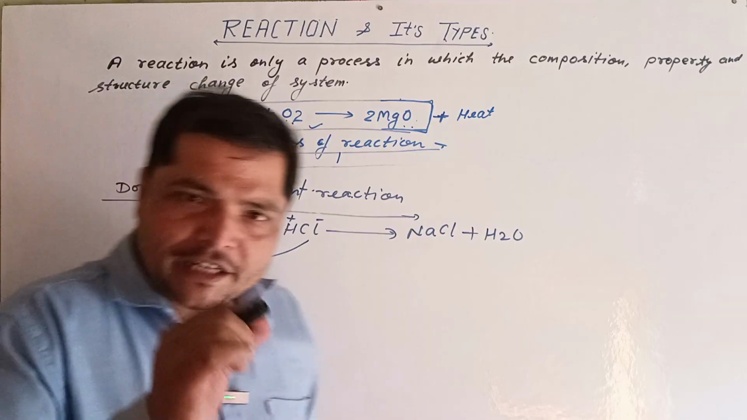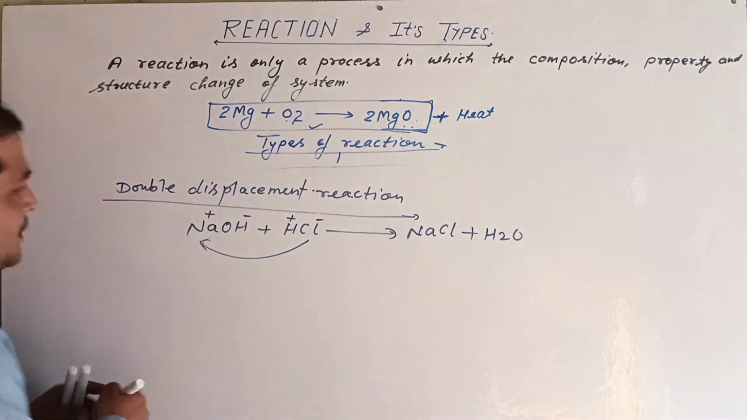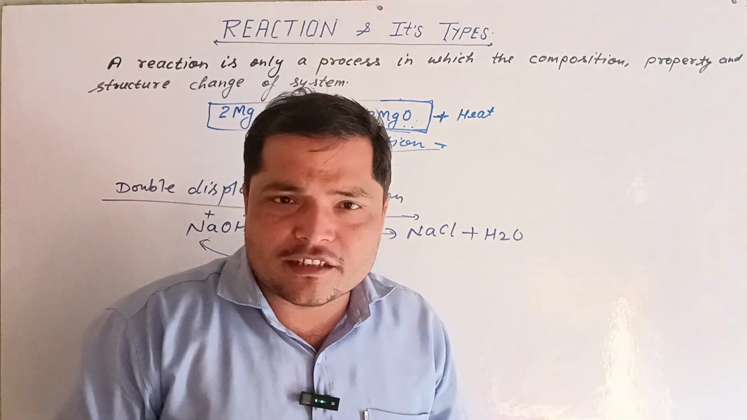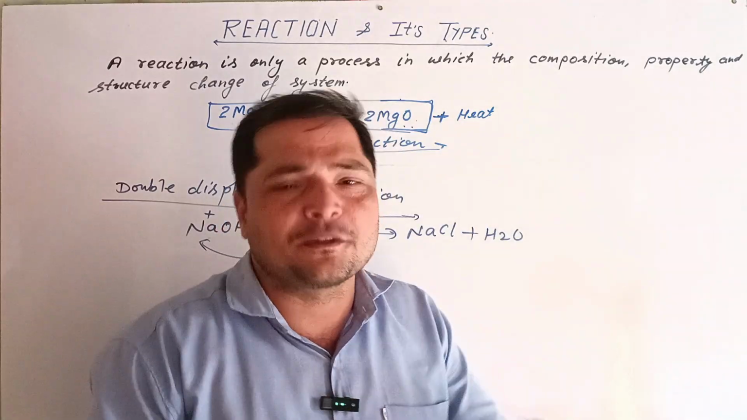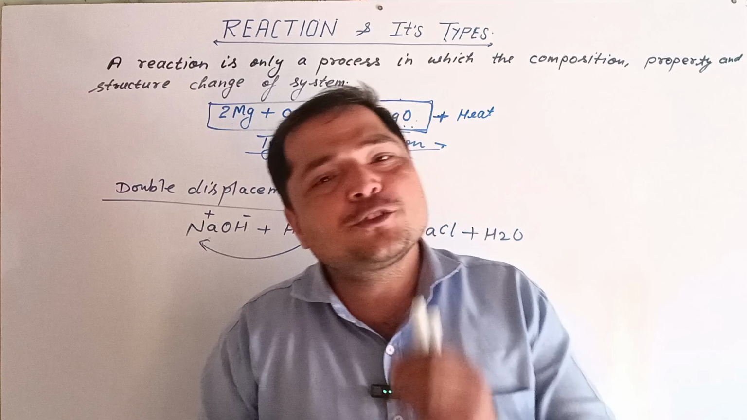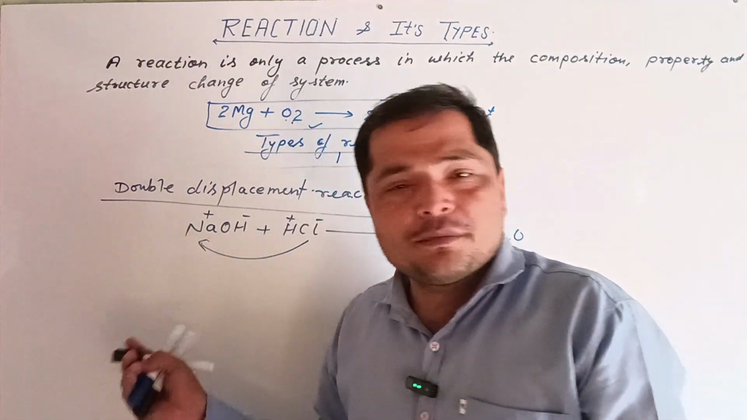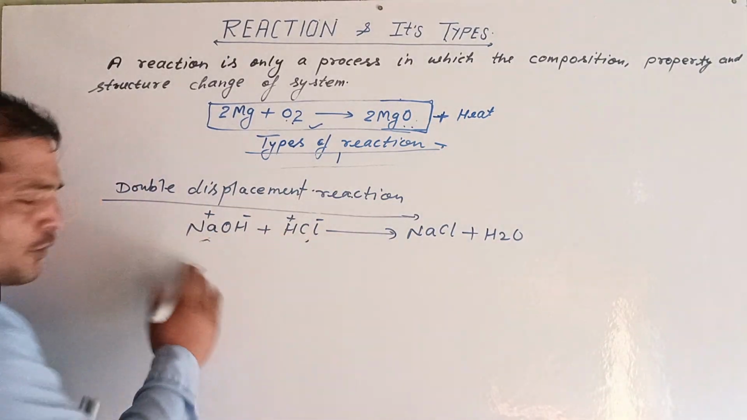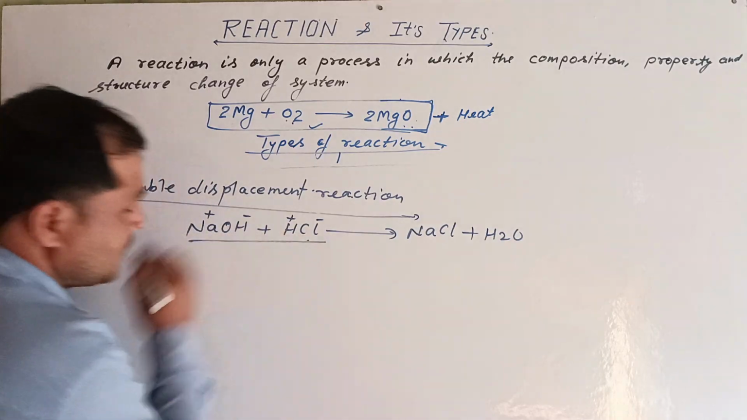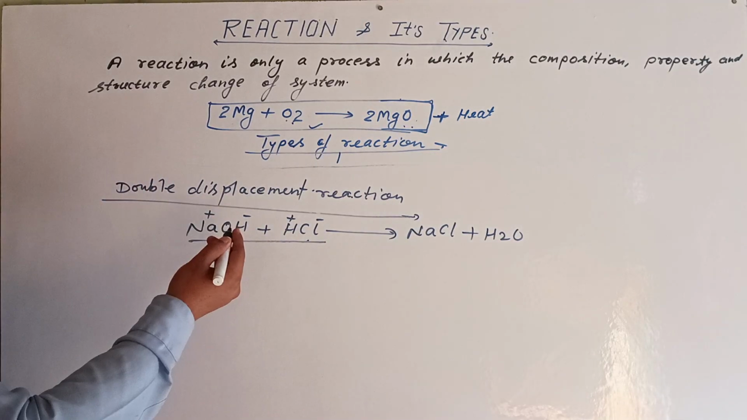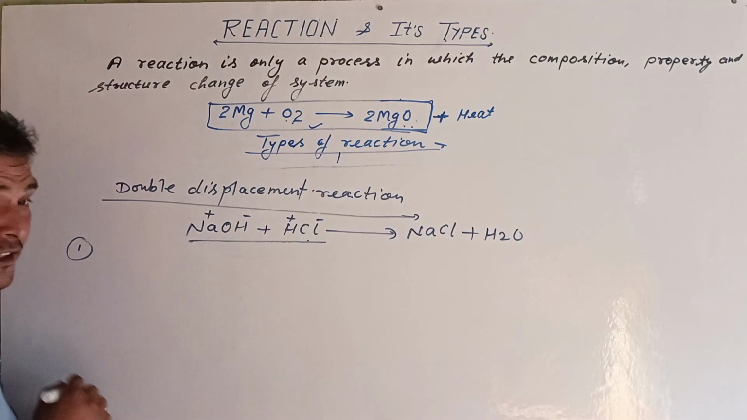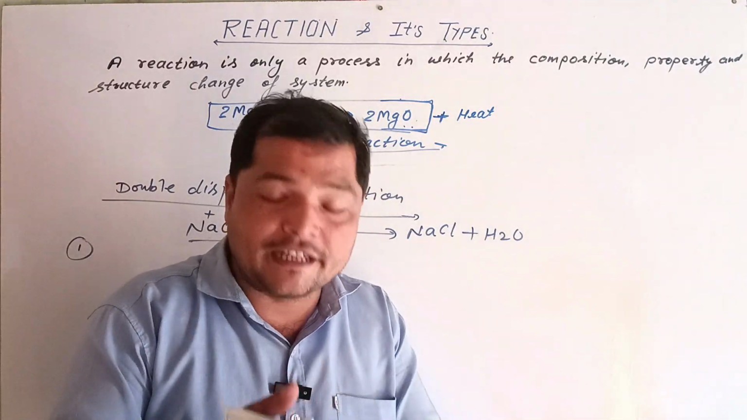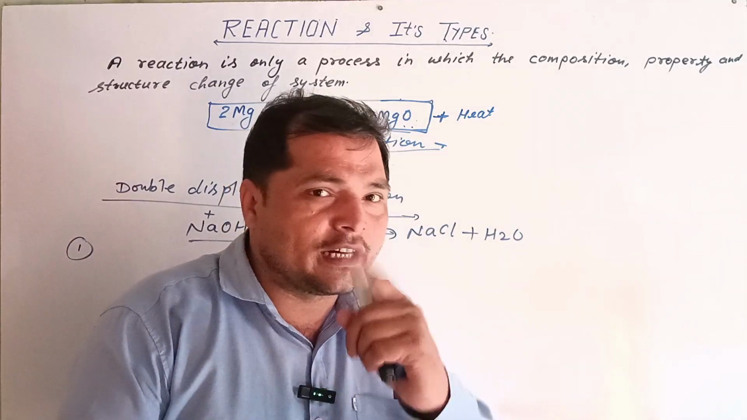We can only define them by name, as the names have been given: double displacement reaction, combination reaction, reversible reaction, non-reversible reaction, neutralization reaction, displacement reaction, single displacement reaction, primary displacement reaction. So we need to understand one by one all the types of chemical reaction. Hence it is an example of double displacement reaction. Let us go forward and learn the next type. What is primary displacement reaction? Primary displacement reaction, single displacement reaction, mono displacement reaction: all three names have been given to the single displacement reaction.